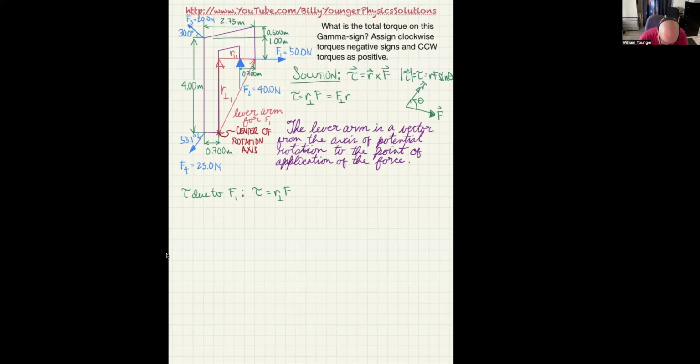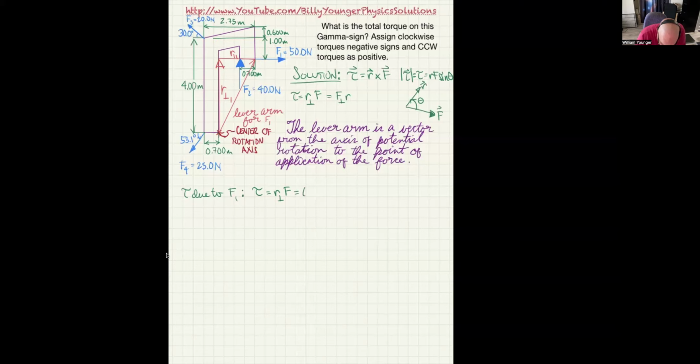We can see from the diagram that the component of the vector perpendicular to the force is just extending from the center of axis of rotation to that little short leg of the gamma right here. We can see that it's 4 meters up to here, and then we go back down this distance, which is 1.00 meters. So clearly the component of R that is perpendicular to F is 4 minus 1 meter, which is equal to 3 meters.